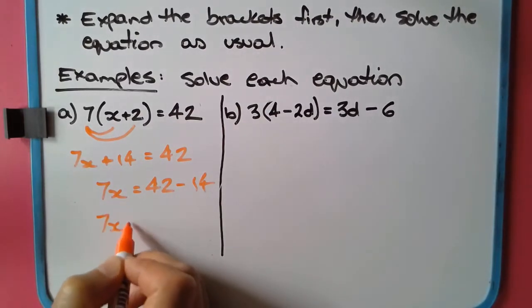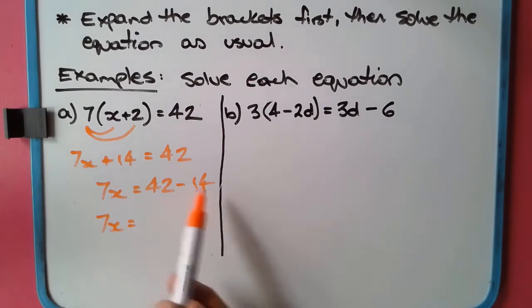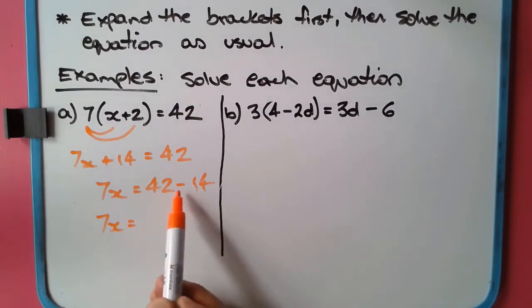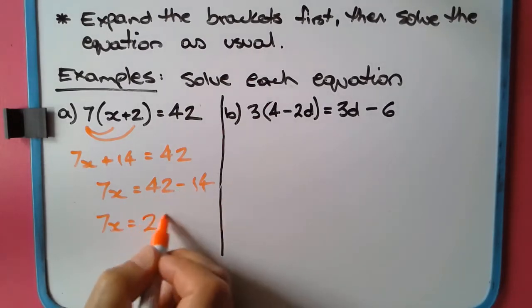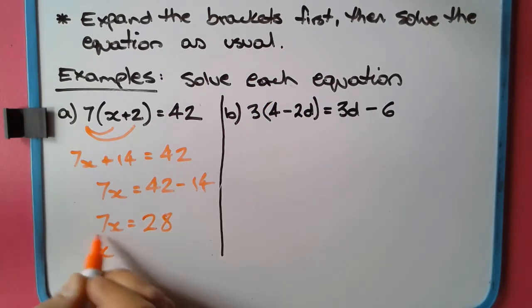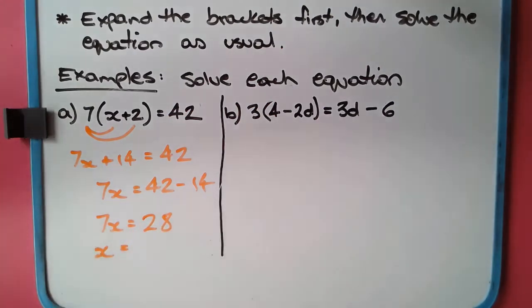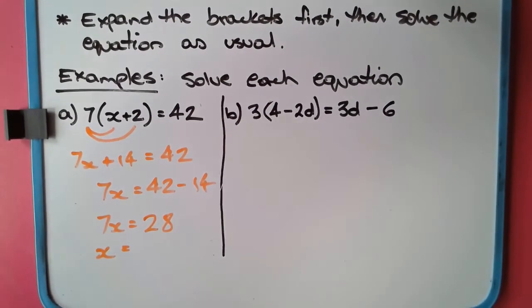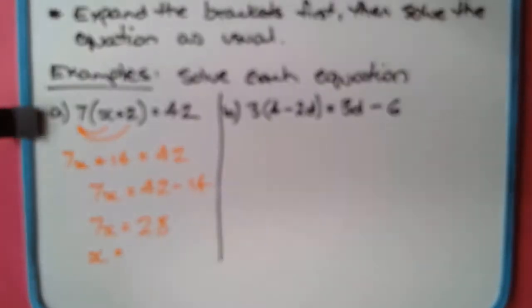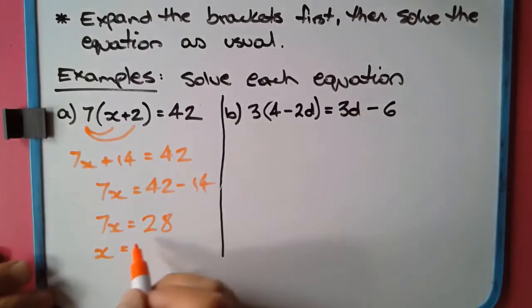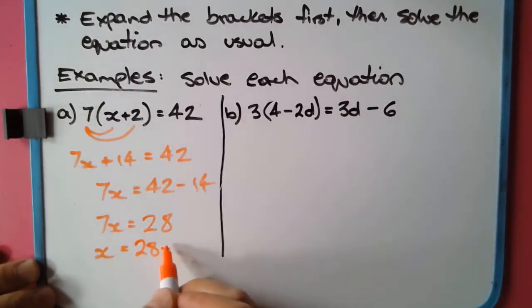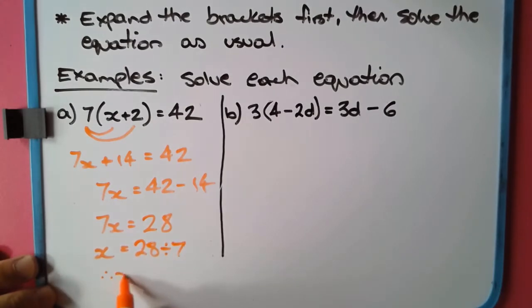Now, let's evaluate the right-hand side. So 42 minus 14 is 28. Then we're going to divide both sides by 7. We move this 7 over because it's a multiplication. When you move the 7 over, it becomes a division. So 28 divided by 7, and therefore x is equal to 4.